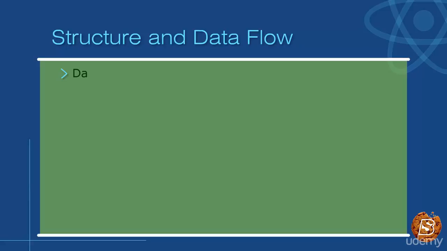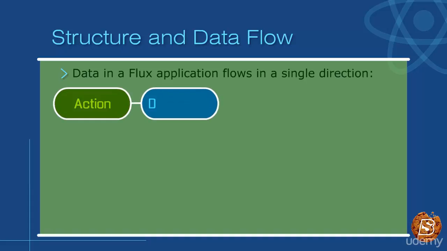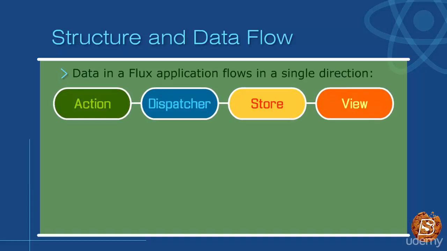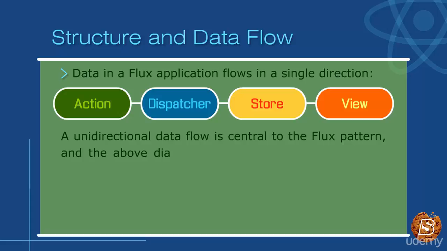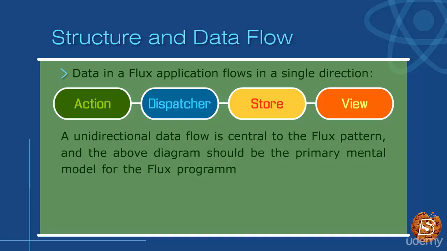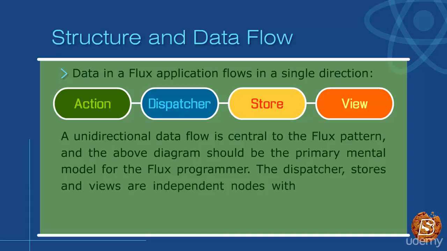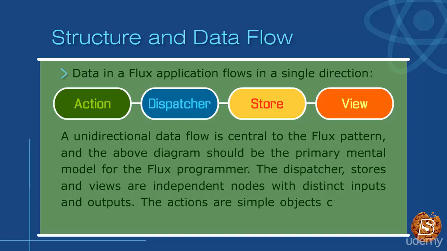As mentioned earlier, data in a Flux application flows in a single direction, that is, from action to dispatcher, then to store, and then finally to our React component, that is, the view. A unidirectional data flow is central to the Flux pattern, and the above diagram should be the primary mental model for the Flux programmer. The dispatcher, stores, and views are independent nodes with distinct inputs and outputs. The actions are simple objects containing the new data and an identifying type property.